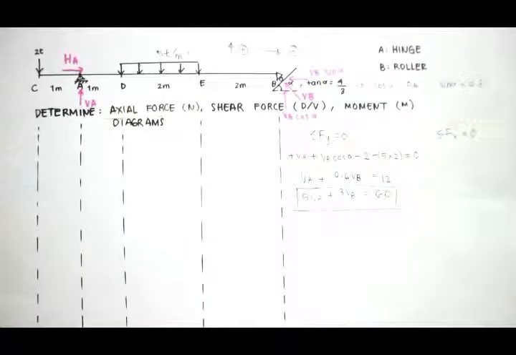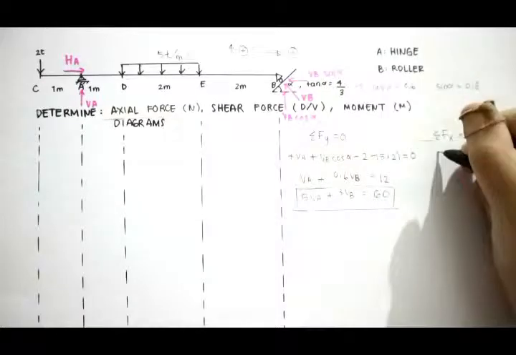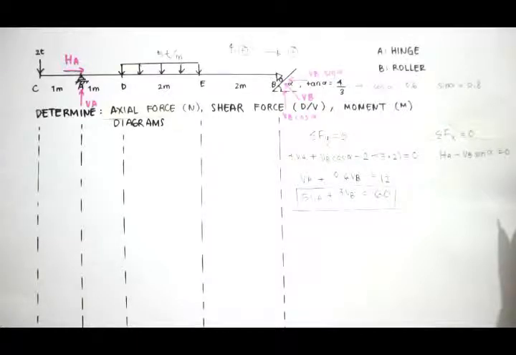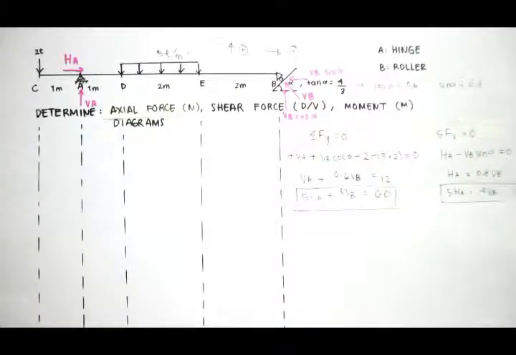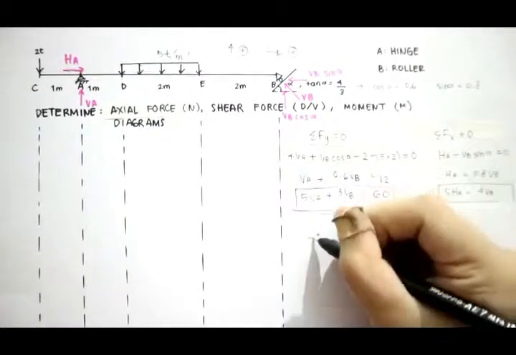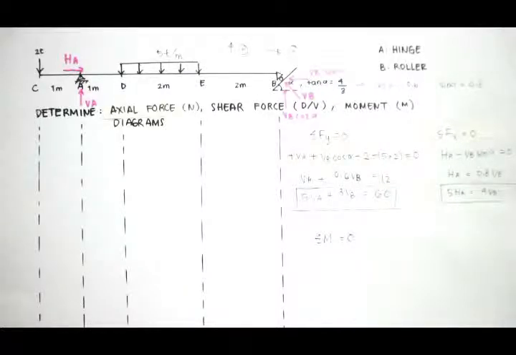The next equation is sigma F in the horizontal direction equals 0: positive HA minus VB sine alpha equals 0. And the last, I need sigma moment at a certain point equals 0. So I'm taking sigma moment at B equals 0. I need to make sure whether VA goes clockwise or counterclockwise. Since VA goes clockwise, it's positive VA times 5 meters.